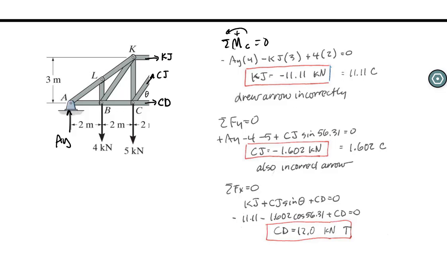So let me go back to the equation. When I put them in the equation, I should put them all in so that they agree with the arrows. So KJ, CJ sine, and CD. When I put the values in, you have to keep track of whether or not each is negative as you previously solved for it. So I got that one as negative, CJ was negative, and CD is a positive, and I can solve for that.